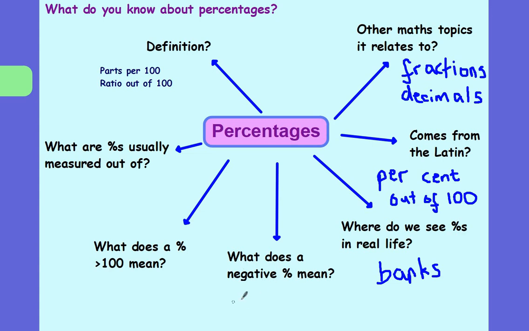A negative percentage just means a decrease in the percentage. A percentage greater than 100% means that you've got more than a whole of it, so it's an increase. And we usually measure percentages out of 100. Please can you make sure you've got the definition in your dark blue book and any other information you'd like to have in there for interest.